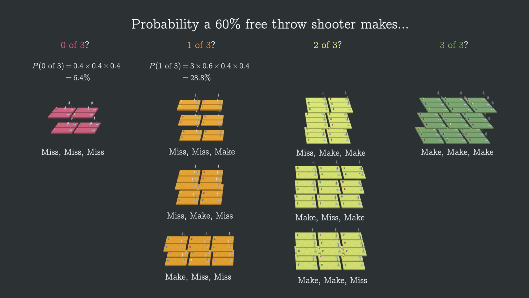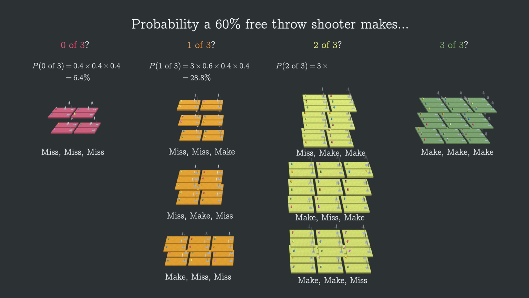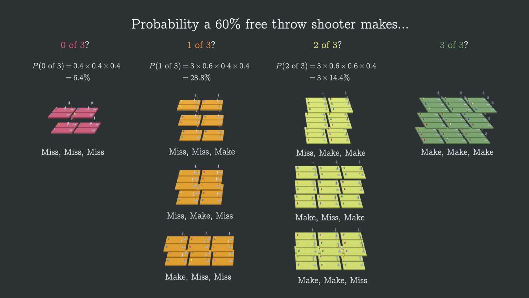And this idea will come in handy for looking at 2 out of 3. Just like before, there are 3 groups, and they each have the same probability, which is 14.4% each, for an overall probability of 43.2% to make 2 out of 3. And for 3 out of 3, there's just one way with a probability of 21.6%.